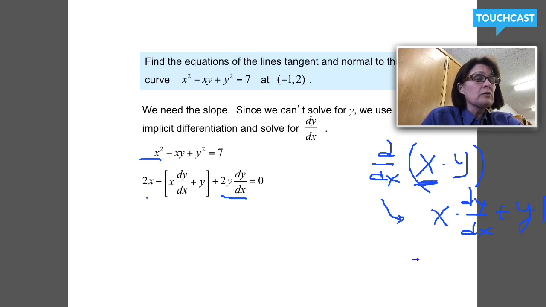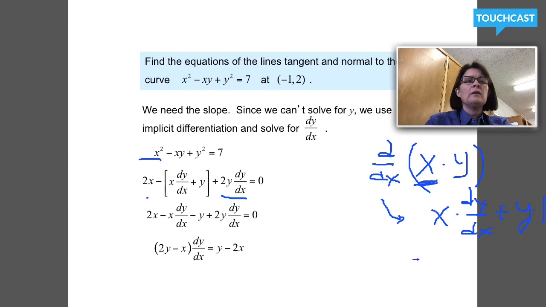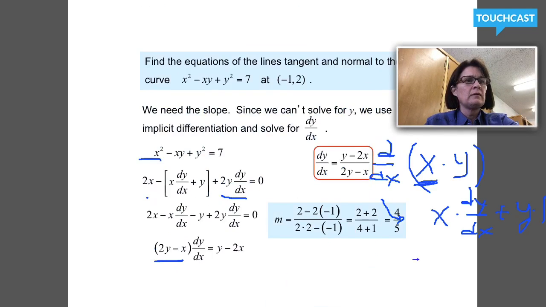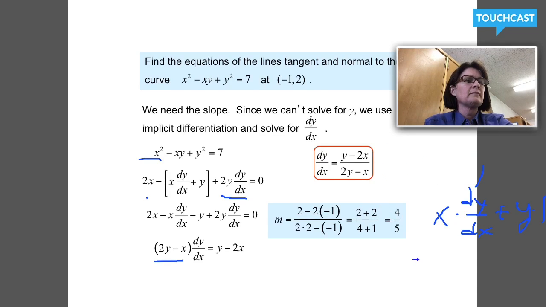Okay, so now let's distribute the subtraction. My whole goal is to get the dy/dx by itself, which means I'm going to need all the dy/dx terms on one side and all the terms that don't have dy/dx on the other side. All right, so I've distributed the subtraction. I've got the dy/dx on one side. I'm trying to isolate dy/dx, but it's being multiplied here by 2y minus x, so I'm going to divide both sides. Hopefully get some of the rest of this stuff out of your way so you can see. Okay, so here I've isolated dy/dx. It's equal to y minus 2x over 2y minus x.